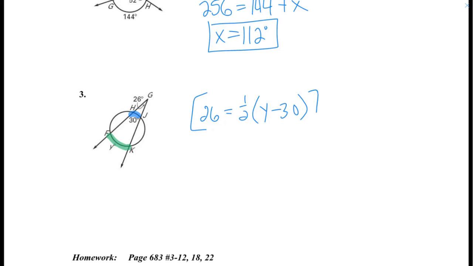I'll go ahead and multiply by 2 here as well. So 52 is equal to y minus 30. You'd add 30 to both sides, and you come up with a y value of 82.